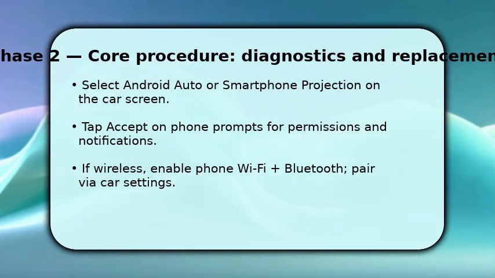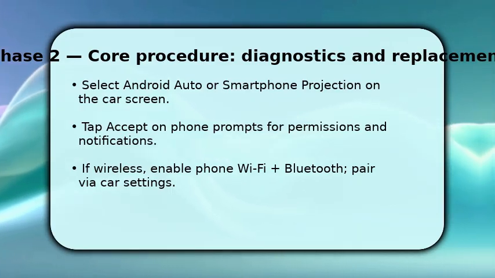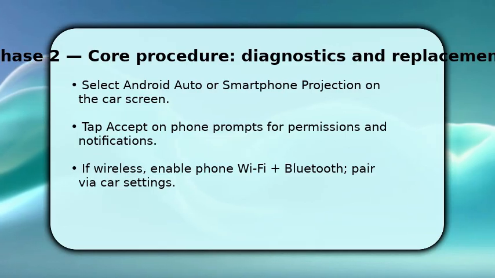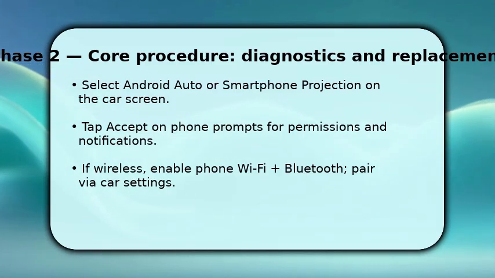The car tries to mount the phone interface. You'll see permission prompts on your iPhone. Accept microphone, location, and Bluetooth access so voice and navigation work. If using wireless, make sure Wi-Fi and Bluetooth are active on the phone, then pair the car. Once paired, the car automatically reconnects.